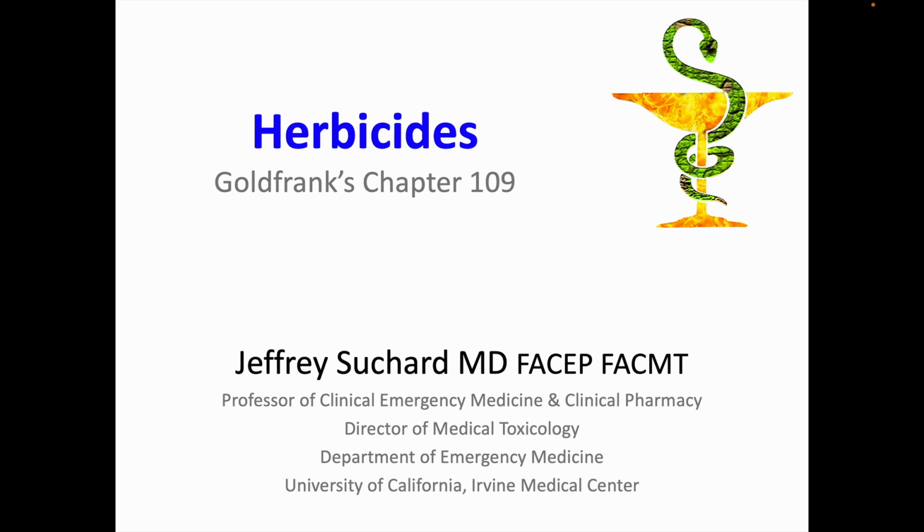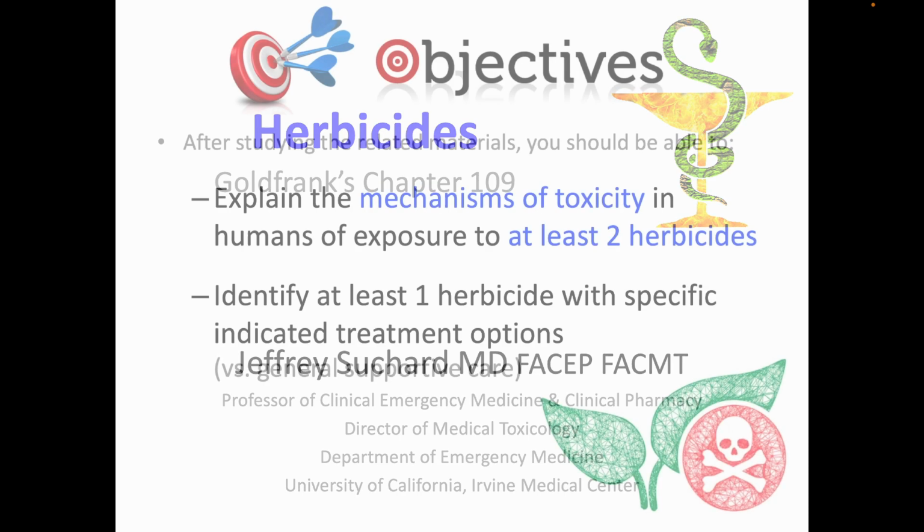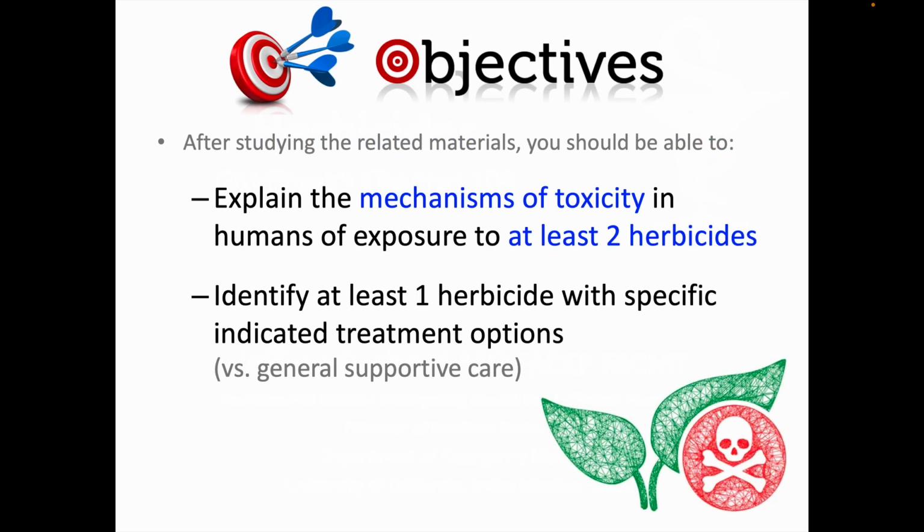This time we're discussing herbicides, corresponding to Chapter 109 in Goldfrank's Toxicologic Emergencies. The learning objectives for this session are that you'll be able to explain the mechanisms of human toxicity from exposure to at least two herbicides, and identify at least one herbicide with specific indicated treatment options, as opposed to simply providing general supportive care.